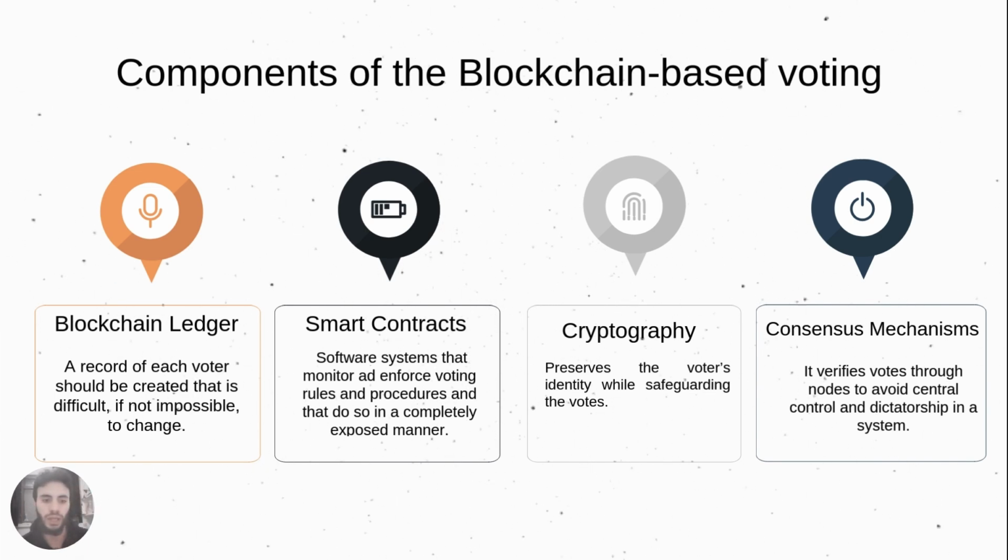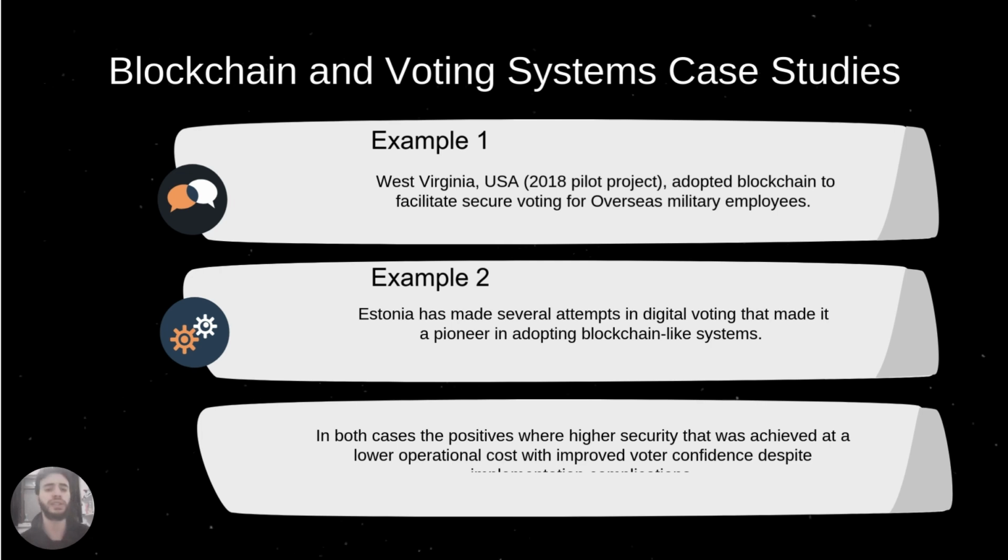Then here are some real cases, used about 6 years ago. Some people used it before, like West Virginia, USA, which adopted blockchain to facilitate secure voting for overseas military employees, and also Estonia. Estonia is a fully digital country. There is no single transaction or any single thing using papers. They all use digital transactions. And here we can see that they developed a way to include blockchain-like systems in voting.